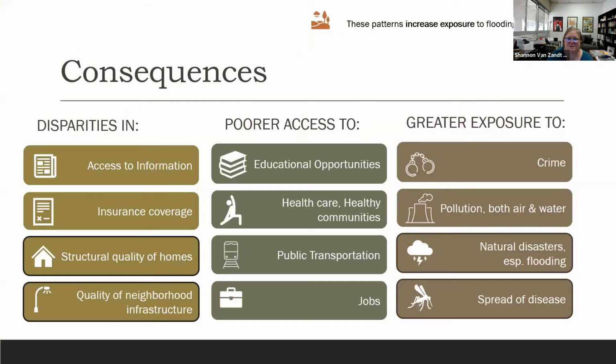So the consequences of this, there's a lot of them, but the ones that I want to point out that are relevant to our work are the disparities in the structural quality of homes.